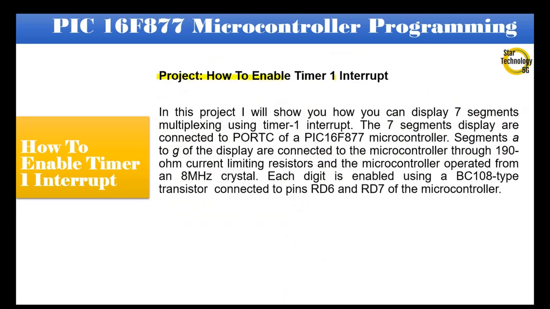Project, how to enable timer 1 interrupt function. In this project I will show you how you can display 7 segments multiplexing using timer 1 interrupt function. The 7 segments display are connected to port C of a PIC16F877 microcontroller. Segments A to G of the display are connected to the microcontroller through 190 ohm current limiting resistors and the microcontroller operated from an 8 MHz crystal. Each digit is enabled using a BC108 type transistor connected to pins RD6 and RD7 of the microcontroller.